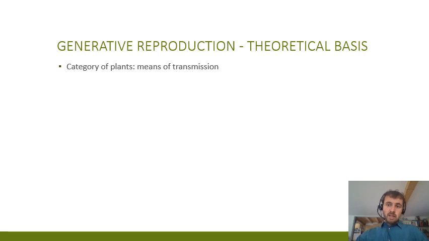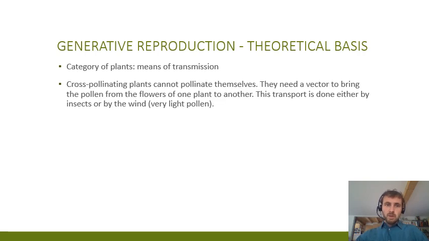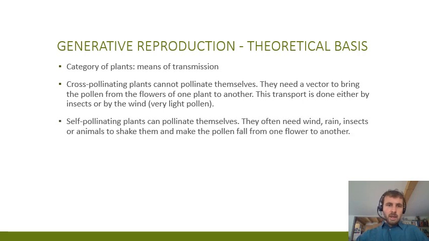And then the second categorization we need to do is the means of transmission. You have cross-pollinating plants, that are plants that cannot pollinate themselves, so they need a vector to bring the pollen from one plant to the other, and this is usually wind or insects. And then you have the self-pollinating plants that can pollinate themselves on the same plant. So one flower of the same plant can fertilize another of the same plant, but they still need something to shake them, and that could be wind, rain, insects, to move the pollen from one flower to the other.